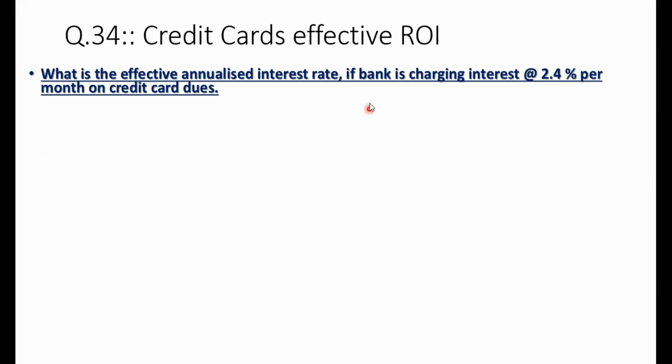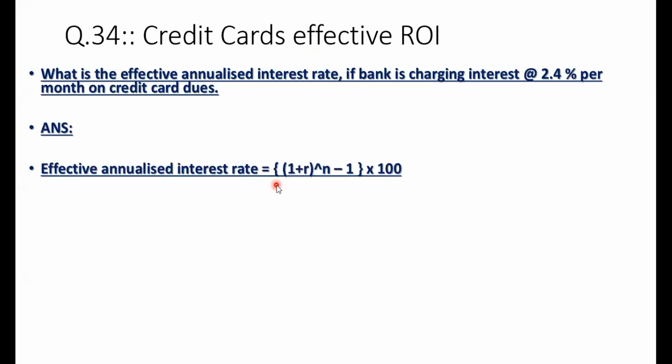Now 34, credit card effective ROI. This is how they will ask. Credit card theory and all will be separate. Now only arithmetic. What is the effective annualized interest rate if a bank is charging 2.4 per month on a credit card and they are charging EMI? All credit cards are subject to EMI and they are openly announcing, sir, we are charging 2.4 per month on credit card dues, receivables. Now the question is the effective annualized interest rate. Step number one.